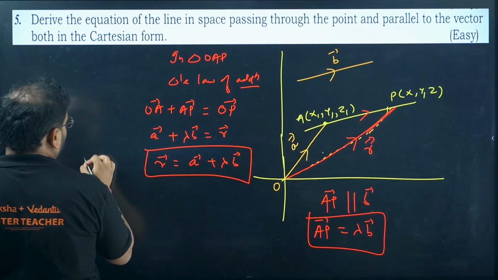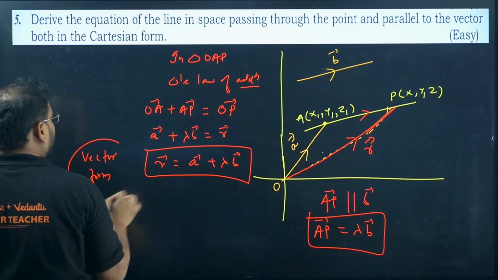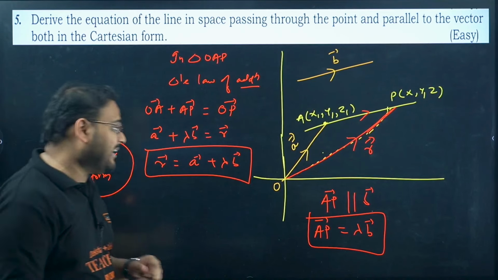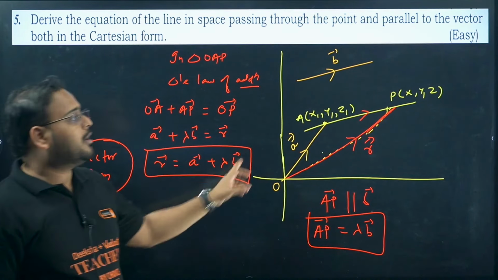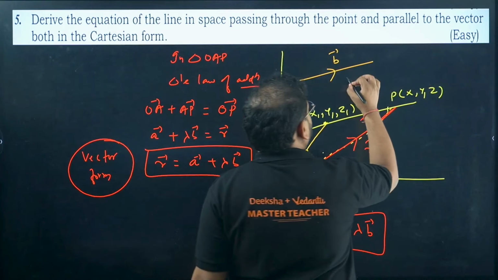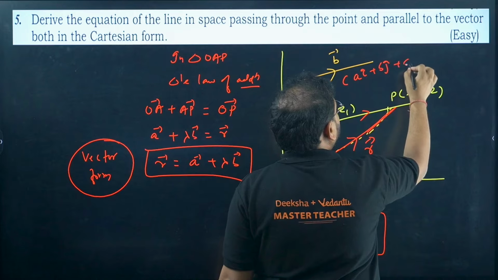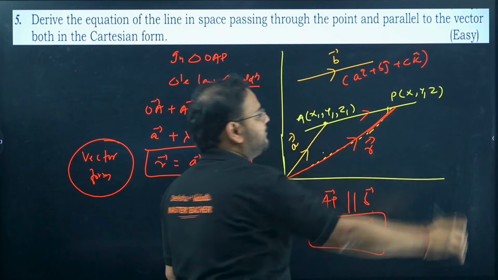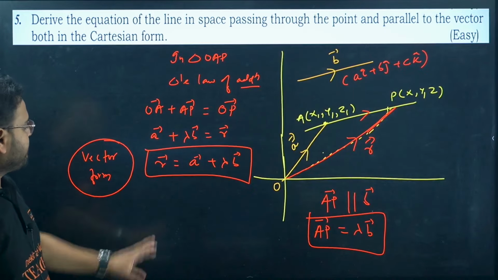This is your vector form of what? Of a line passing through a point A with the coordinates x1, y1, z1 and parallel to the line B, which is basically, let's say I can write this as AI cap, BJ cap and CK cap. Okay, this is a vector form.